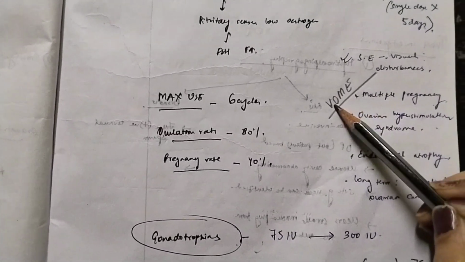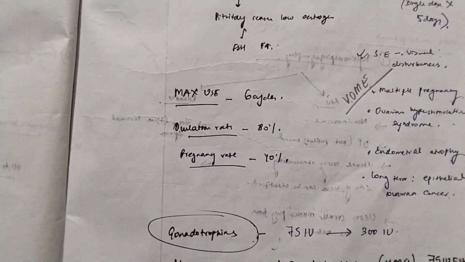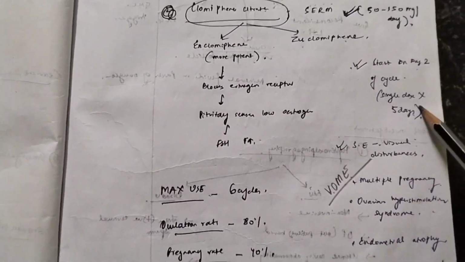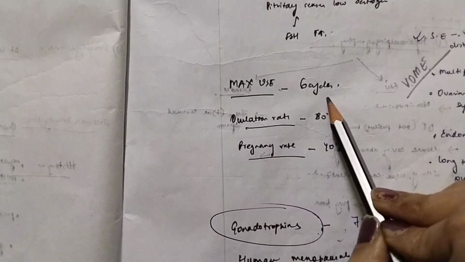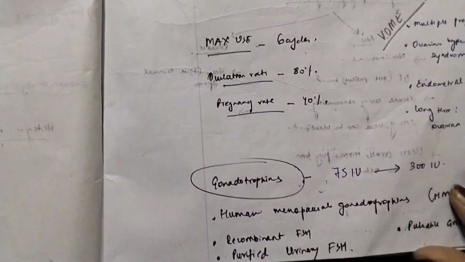Visual disturbances, ovarian hyperstimulation syndrome, multiple pregnancy, and endometrial atrophy. Maximum you can use this for 6 cycles. I told you in the cycle card second day में लेना होता है, maximum 6 cycles तक use कर सकते हो. Here the ovulation rate is 80% and the pregnancy rate is 40%.